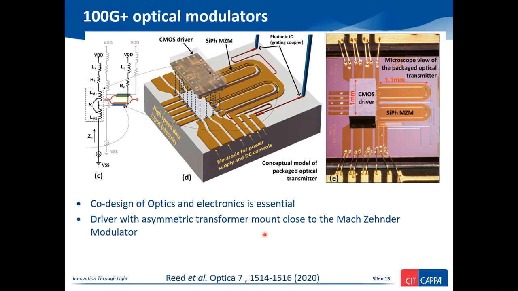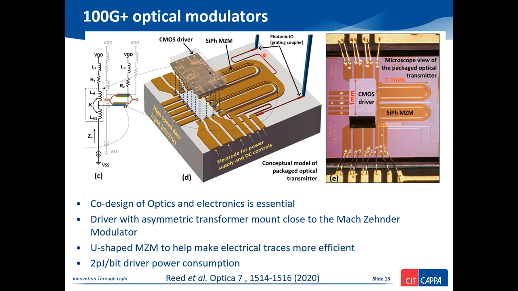The driver has been optimized to have an inductor in the top layers of the CMOS chip itself, which gives an inductive peaking that helps the efficiency of the driving. The Mach-Zehnder of the modulator is looped back on itself in order to facilitate the connection to the CMOS driver. Again, at these sorts of speeds, you want to minimize the length of your metal traces as much as possible, so it's important to design the Mach-Zehnder in this fashion. Again, we have grating couplers as the input and output, which is now one of the standard techniques.